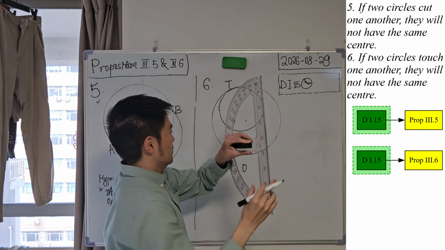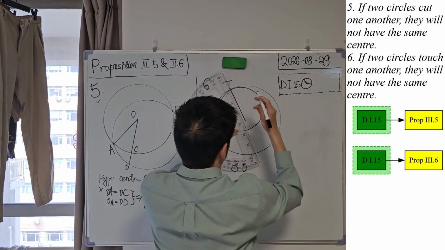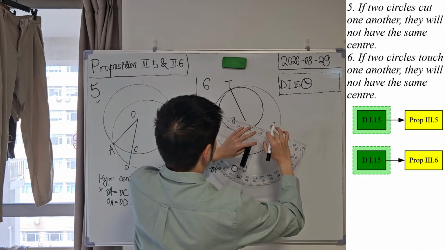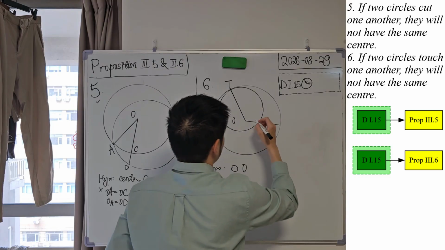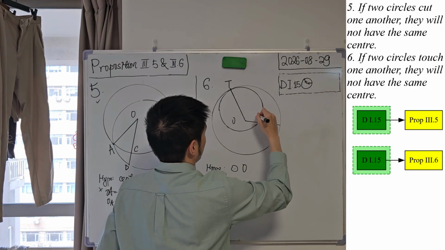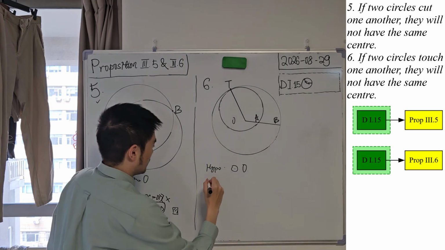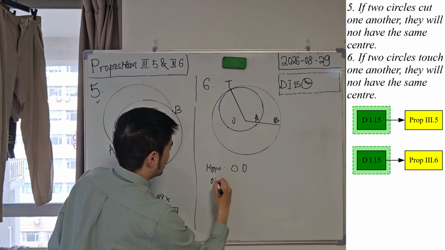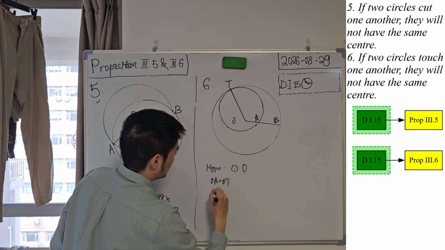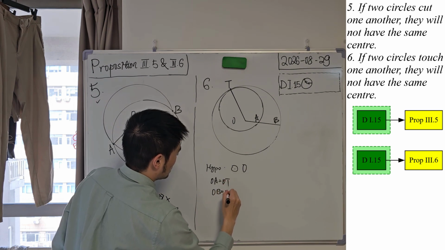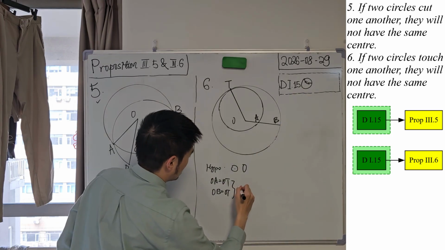Let's join OT together, and similarly we construct a straight line through both circles, and assume it meets the first circle at A and the second circle at B respectively. And very similarly, we know that OA is equal to OT and OB is also equal to OT because of definition 15 from book 1.